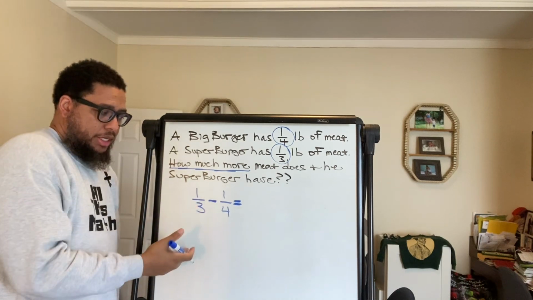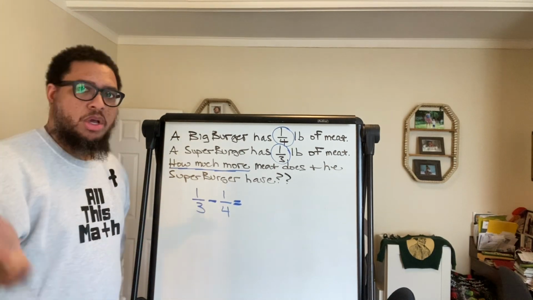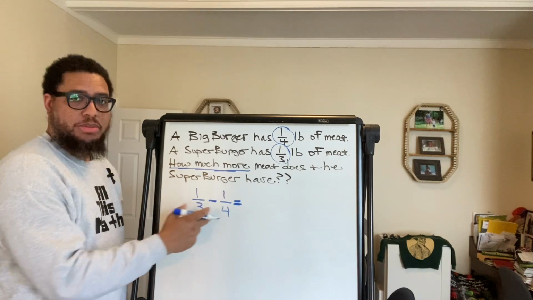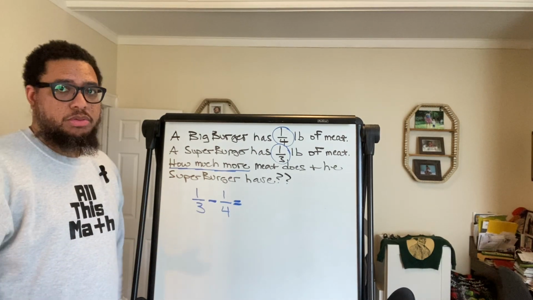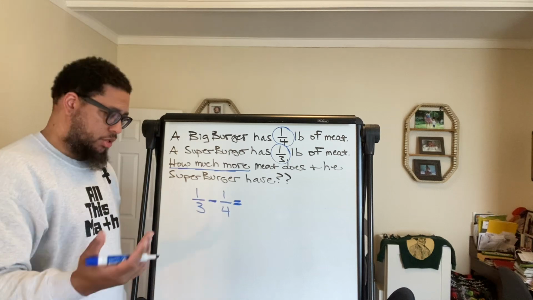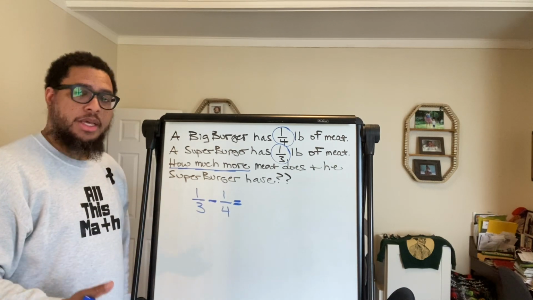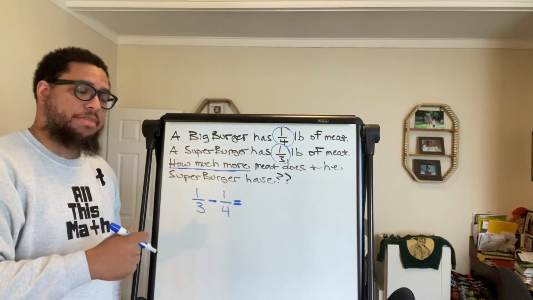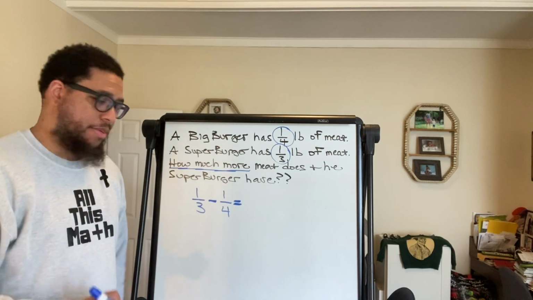Now, in this particular case, you might have a teacher that might tell you, all you got to do is just take the denominators and multiply them by each other, which is true. You could do that. And you could do 3 times 4 and get 12. You say, all right, 12 is a common denominator. Also, in this case, it just so happens that 12 is also the lowest common denominator.